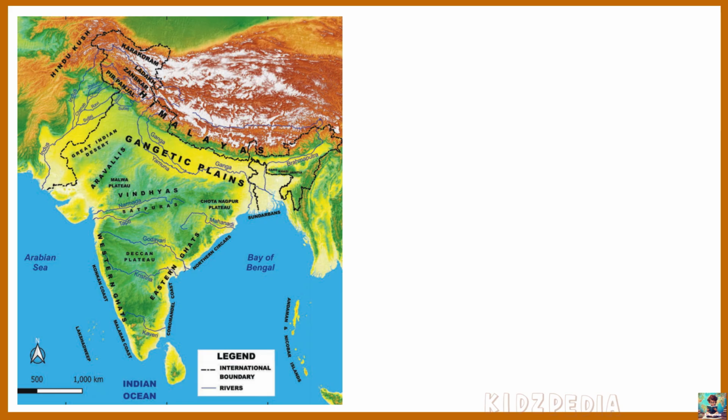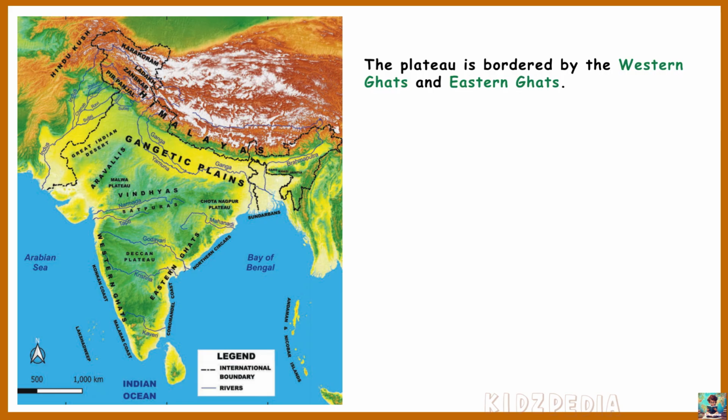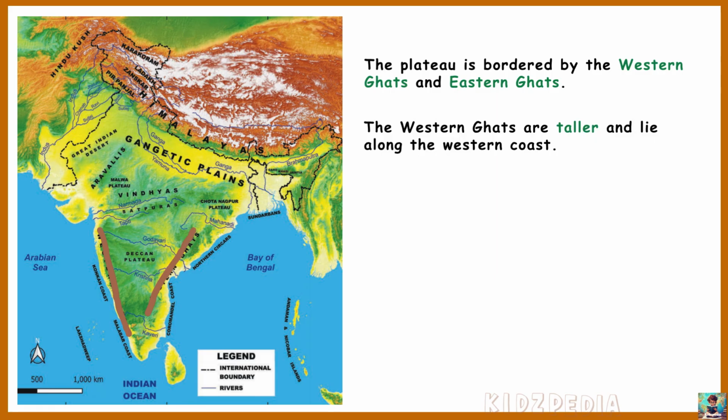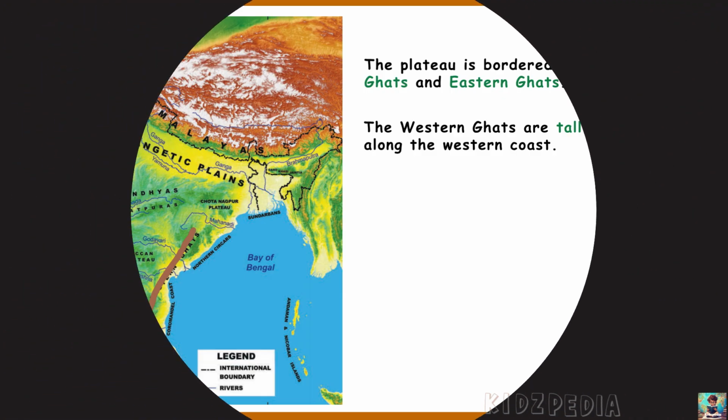So this peninsular plateau is surrounded by two mountain ranges, the Western Ghats and the Eastern Ghats. The Western Ghats are higher and run along the western coast like a wall. During the monsoon season, many beautiful waterfalls can be seen flowing down their steep slopes.